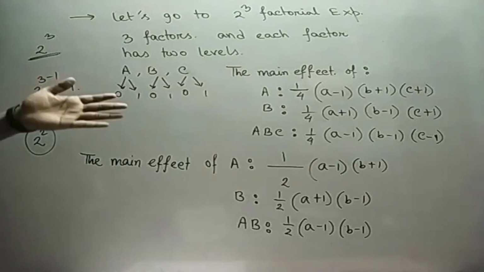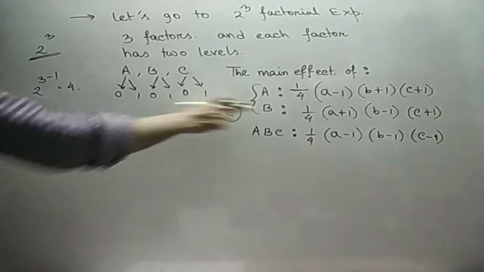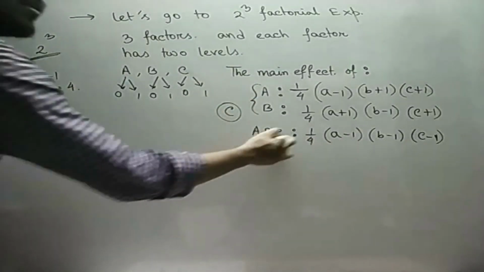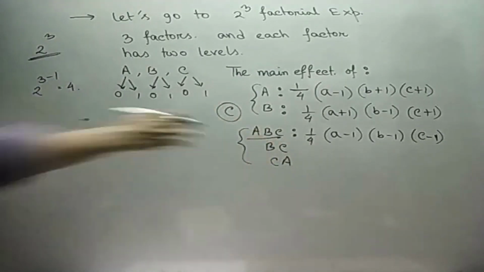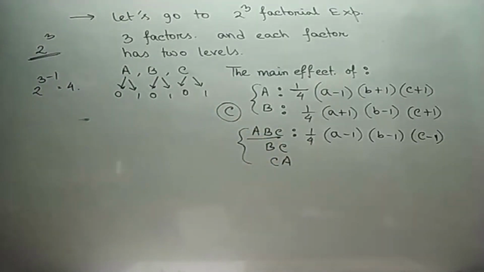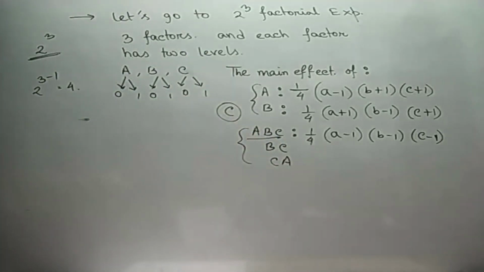So simple calculation. Here A, B and C are called main effects, and AB, BC, CA and all the others are called interaction effects. So A, B, C are basically main effects and all others are basically interaction effects.